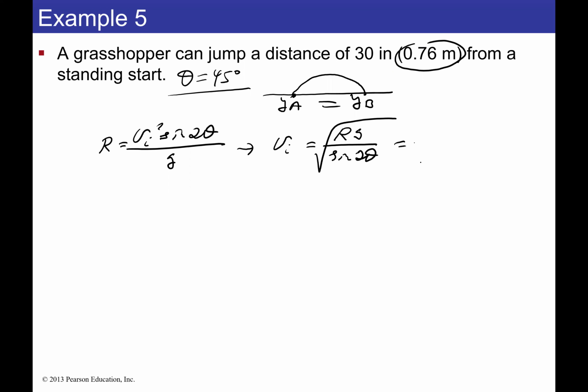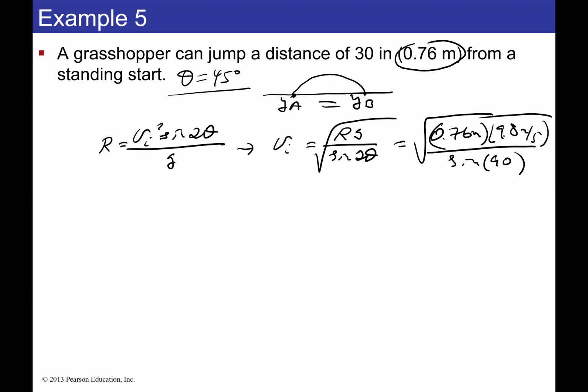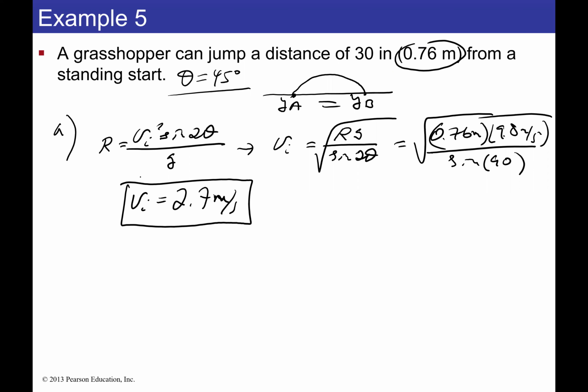And I can solve for that. All I need to do here is plug in 0.76 meters times 9.8 meters per second squared, divided by sine of 90 degrees, since 2 times 45 is 90 degrees. That means for part A, I can calculate the initial speed to be 2.7 meters per second. So you can use this equation, but remember, this is the condition: for that range, you assume that the vertical positions are exactly the same. Then you can use this equation.